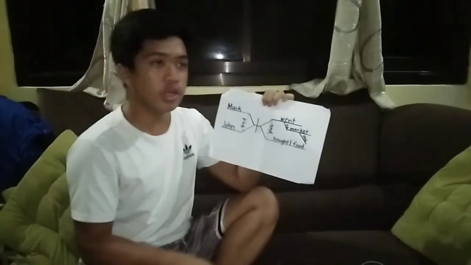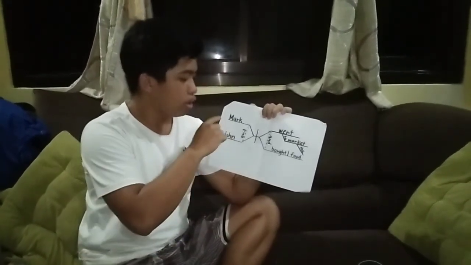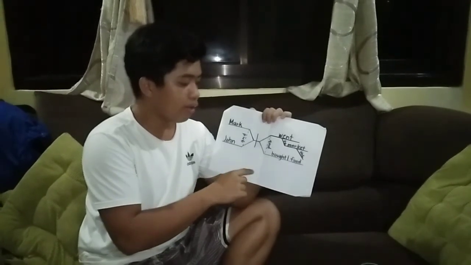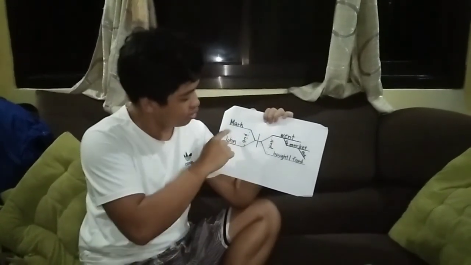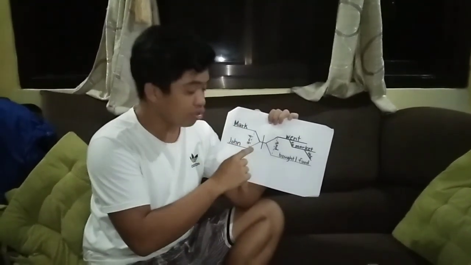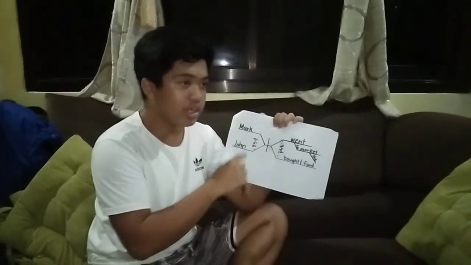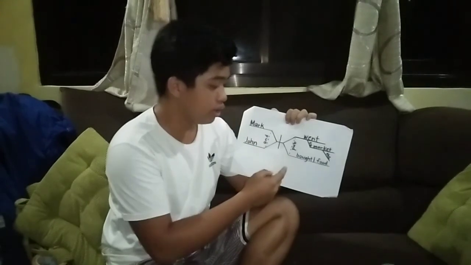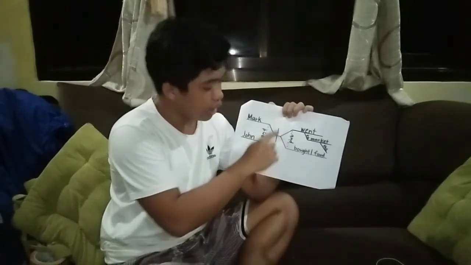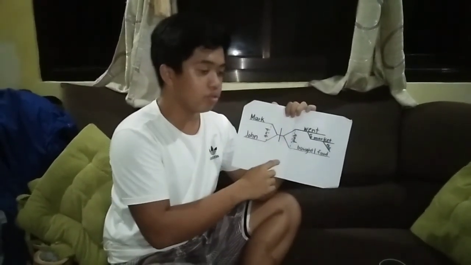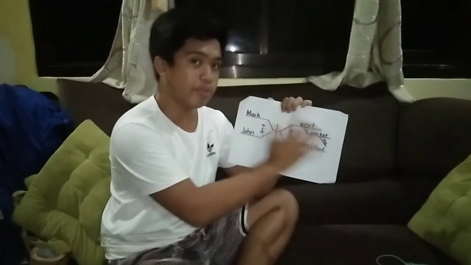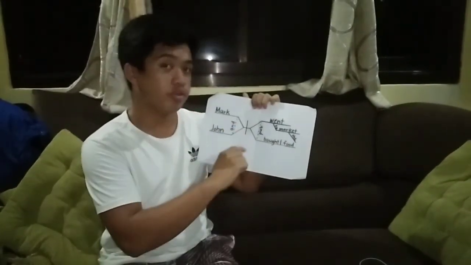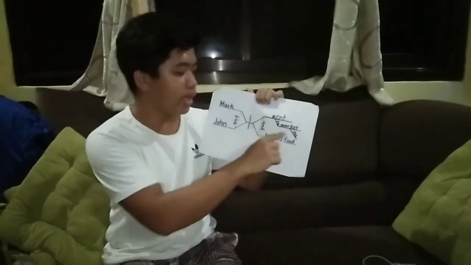So the first thing that we will do is to separate the nouns and the verbs from each other. As you can see here, we have two subjects, which are Mark and John. Both are separated but joined by a coordinating conjunction, and that conjunction is the word and. And don't forget to include this line to separate the subject from the predicate. We will now proceed to the two verbs, went and bought.